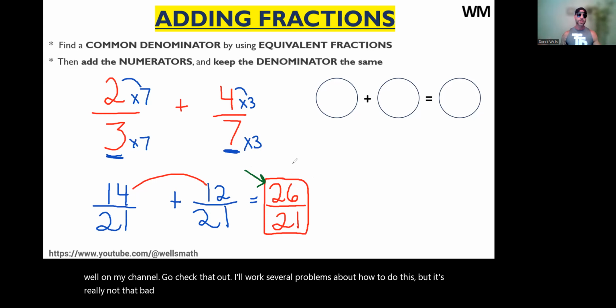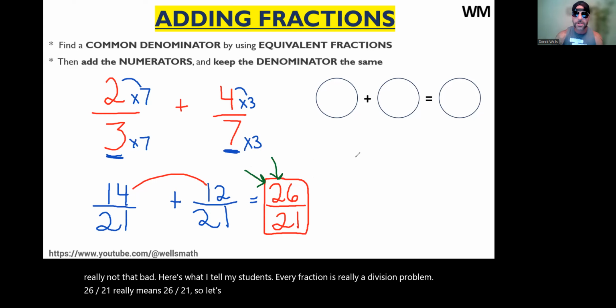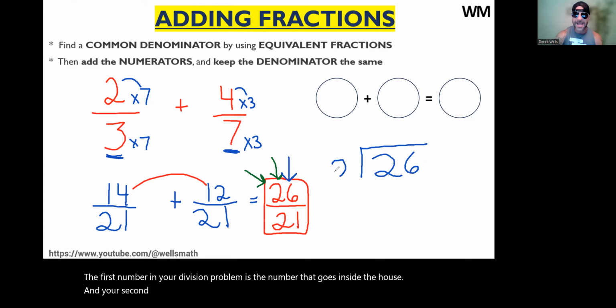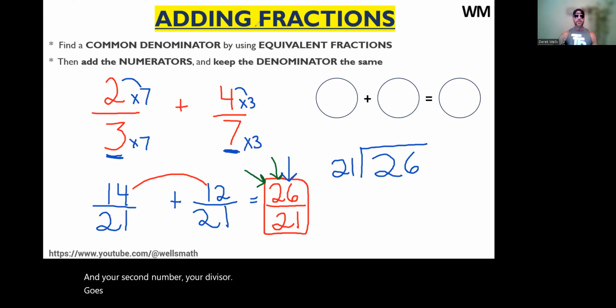Here's what I tell my students. Every fraction is really a division problem. 26 over 21 really means 26 divided by 21. So let's write that out. The first number in your division problem is the number that goes inside the house. And your second number, your divisor, goes outside. So this is going to be a pretty easy division problem to work.